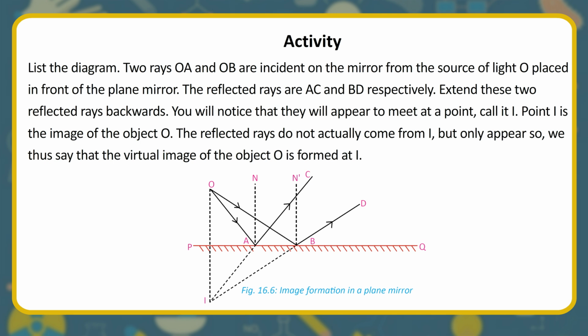Look at the diagram. Two rays OA and OB are incident on the mirror from the source of light O placed in front of the plane mirror. The reflected rays are AC and BD respectively. Extend these two reflected rays backwards. You will notice that they will appear to meet at a point. Call it I. Point I is the image of the object O. The reflected rays do not actually come from I, but only appear so. We thus say that the virtual image of the object O is formed at I.